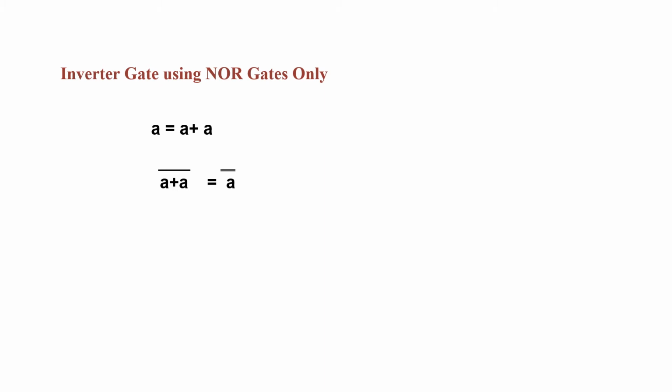Now we can simply sketch the expression using one NOR gate whose both inputs are connected together and labeled as A, and the output is A NOR A, which is equivalent to A bar. So now this is an inverter made using NOR gates only. We only needed one NOR gate for implementing the inverter.